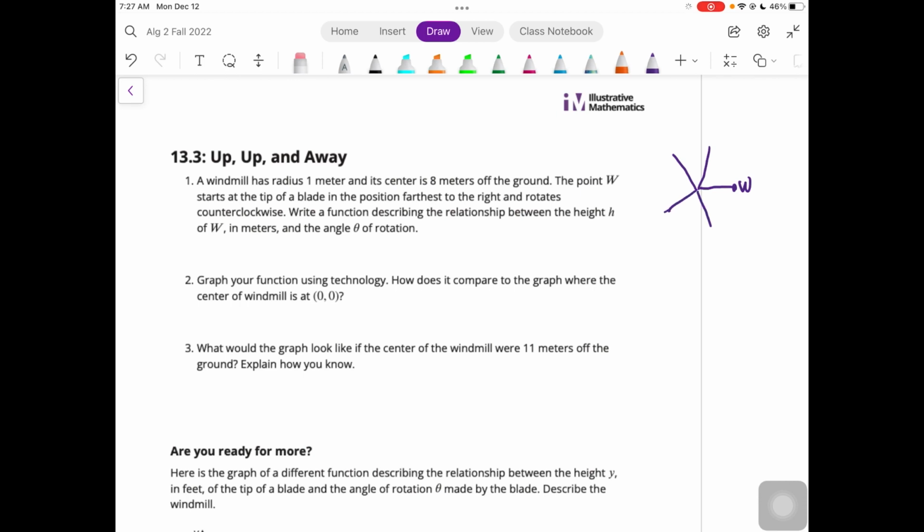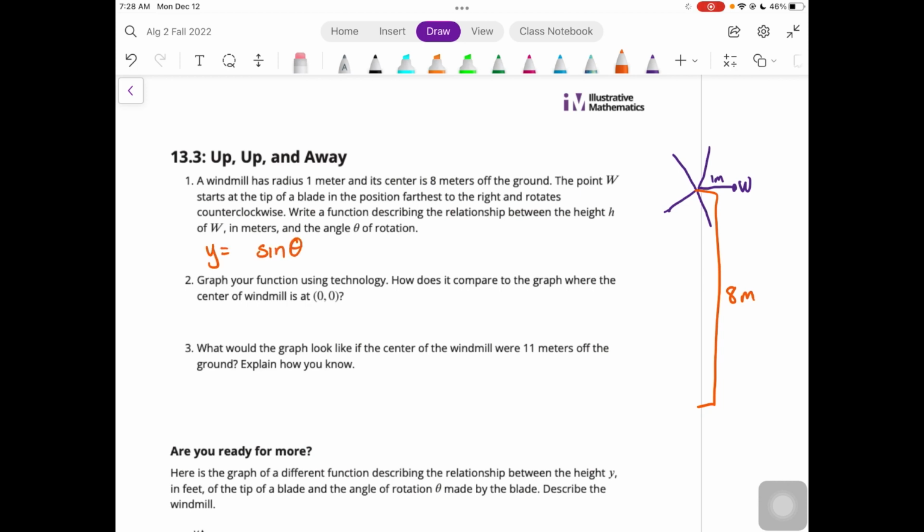All right, and then we know that the center is 8 meters off the ground. So that's 8 meters. And actually that is not proportional, because if the blades are each 1 meter, it's going to be more like that. All right, so it's 8 meters off the ground. So we're going to write a function describing the relationship between the height of W in meters and the angle of rotation. So again, we're talking about height, so we're looking at sine, just like we were. So we have y equals sine of theta.